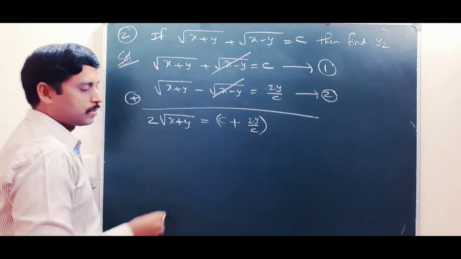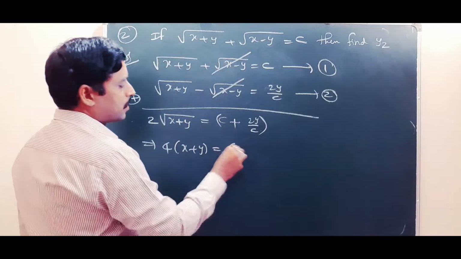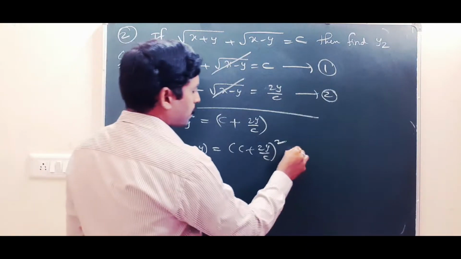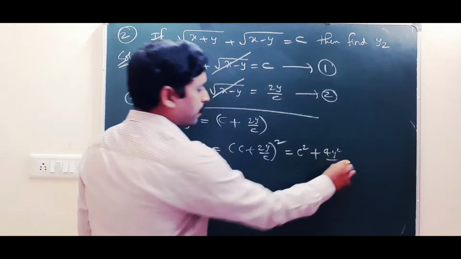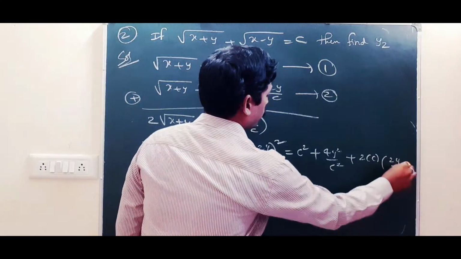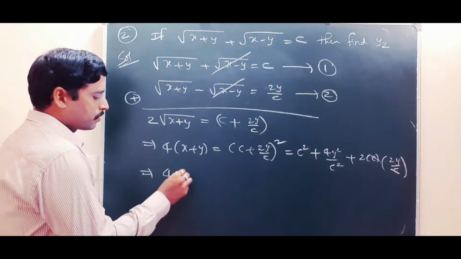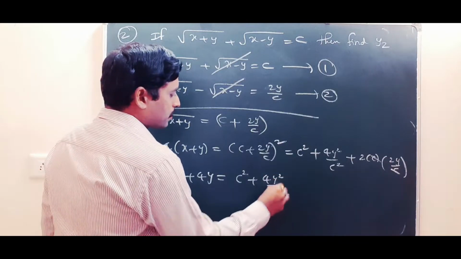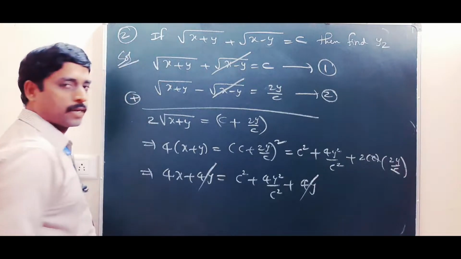Okay, now squaring on both sides. So 4 times x plus y equals c plus 2y by c whole square. By using the a plus b whole square formula, it is c square plus 4y square by c square plus 2ab, which is 2 into c into 2y by c. So one c gets cancelled. So this is 4x plus 4y equal to c square plus 4y square by c square plus 4y. On both sides, 4y gets cancelled.